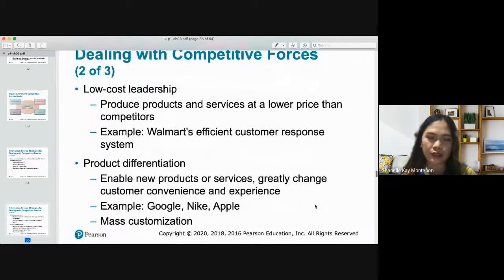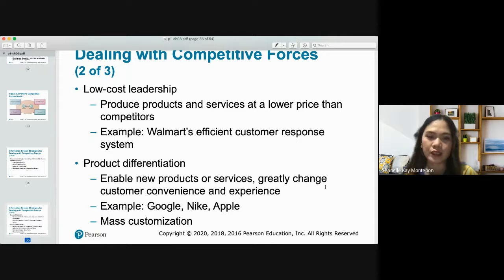So first is low-cost leadership. Produce products and services at a lower price than competitors. An example for that is Walmart's efficient customer response system. Aside from ensuring that the company will have lower cost, they can also provide efficient customer response. It is true that they will incur cost for getting the information system, but the cost of getting it is lower than the cost of their overhead. So since makakasave sila sa overhead, they will now generate more revenue, which makes them the leader in their industry.